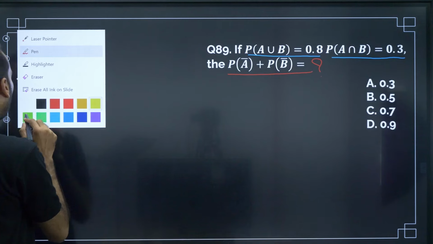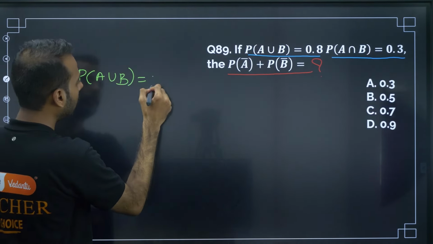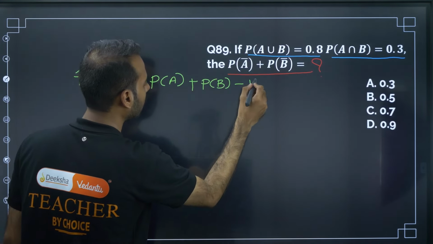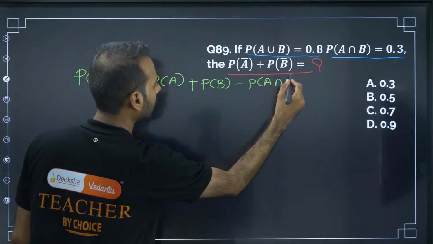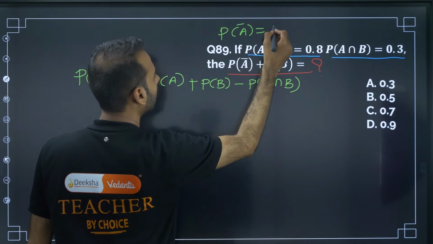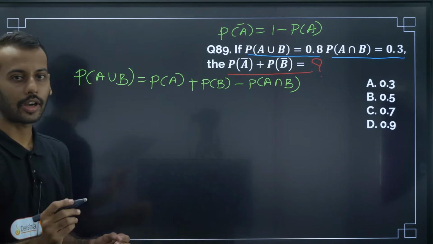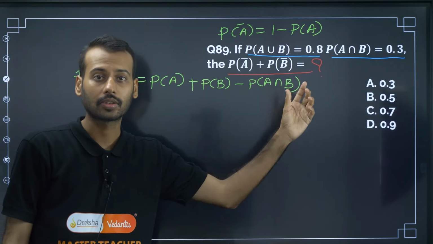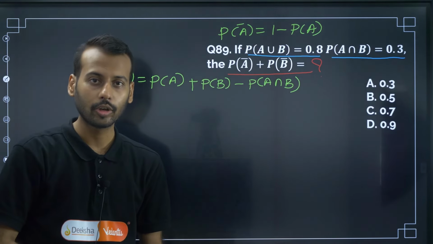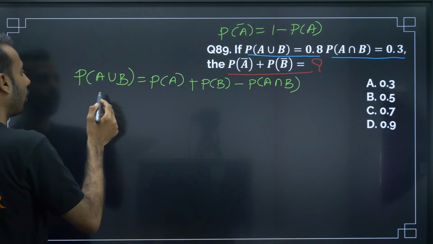So some laws of probability you should know. P of A union B is equal to P of A plus P of B minus P of A intersection B, and also P of A dash is equal to 1 minus P of A. Whatever I am writing with the green pen, this is all synopsis. That synopsis at this point of time we cannot explain. You should be knowing it. If you don't know, just open the book and see. Next, moving on to the next question.